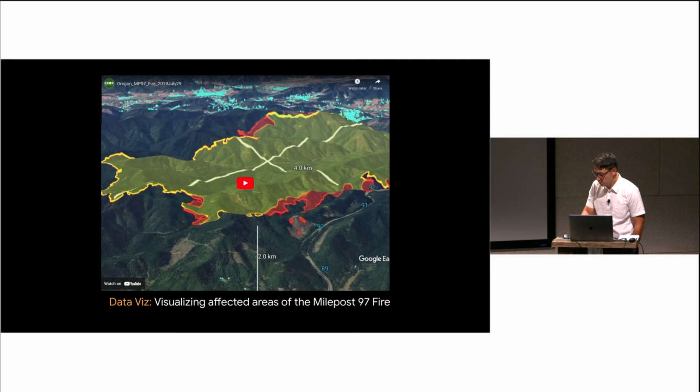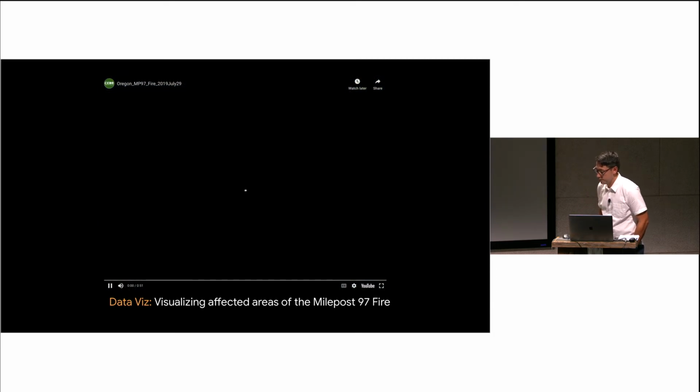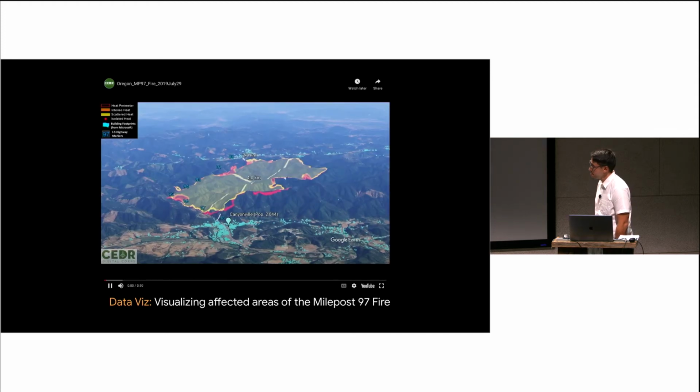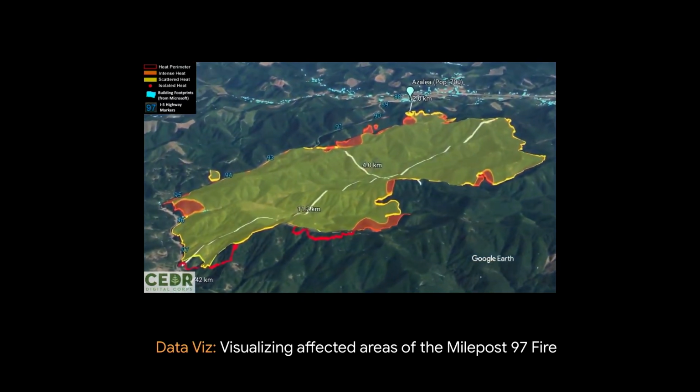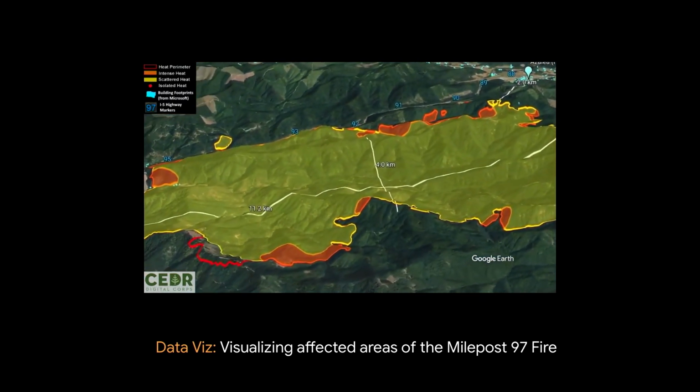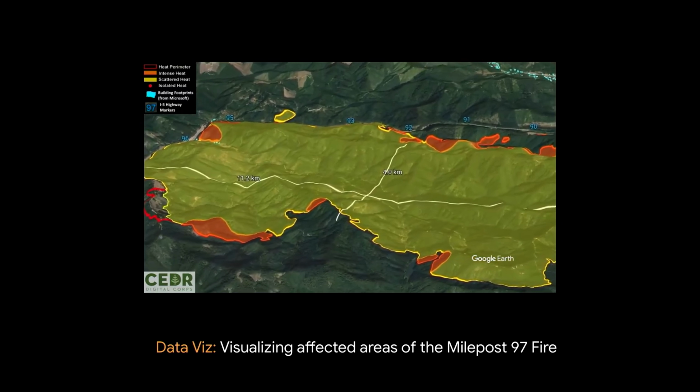And then here's another one, just showing the affected areas of a fire that happened in Oregon.